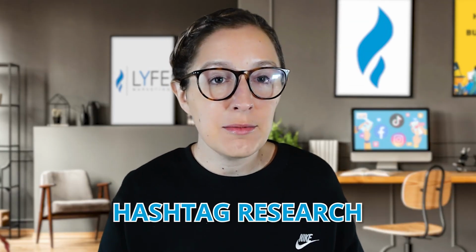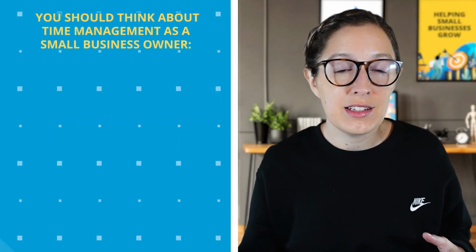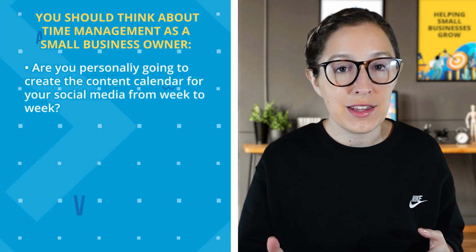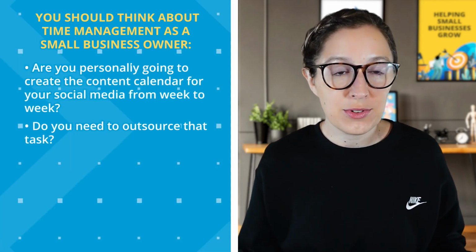Step number 3 is to start writing the copy for your social media calendar. Steps 1 and 2 should give you a clear idea of at least 5 main topics your social media posts will be centered around. So now you can start writing the captions of the posts you want to publish. And for me personally, I include hashtag research in this step because hashtags are a part of the copy. So the first thing you want to think about here as a small business owner is time management. Are you personally going to create the content calendar for your social media from week to week? Or do you need to outsource that task?